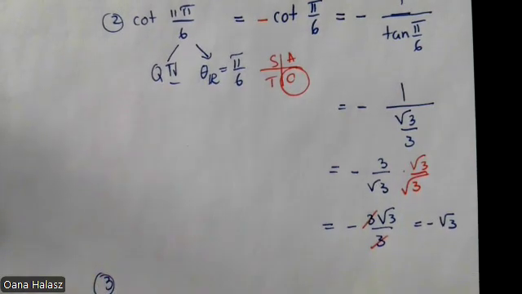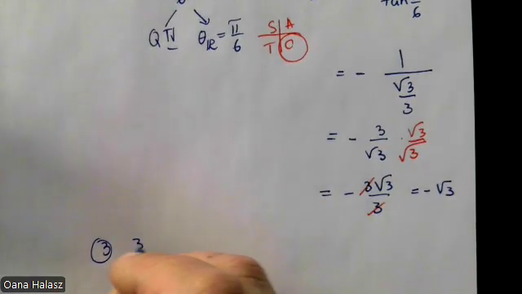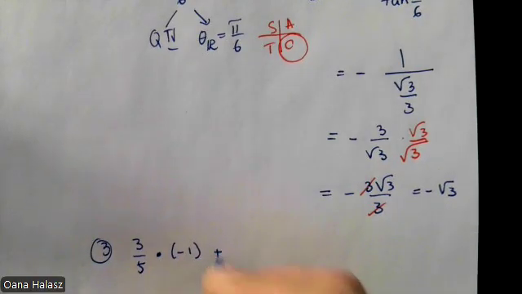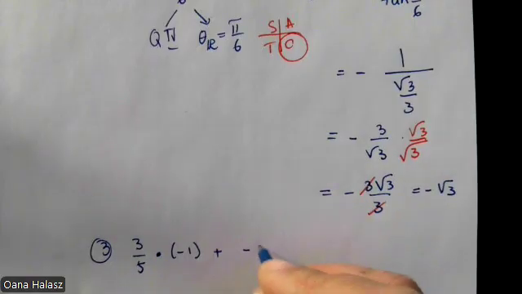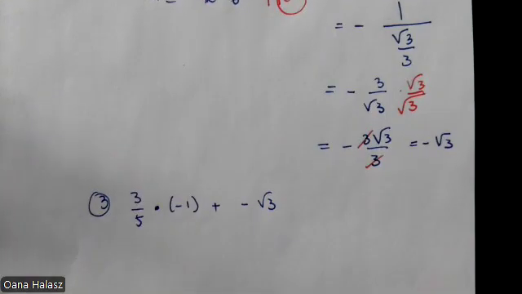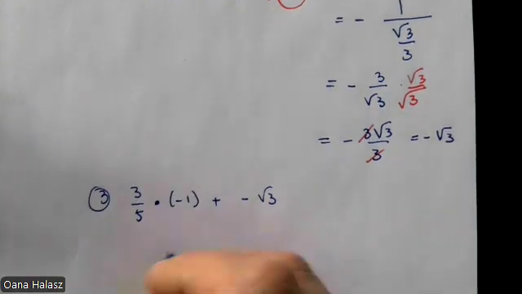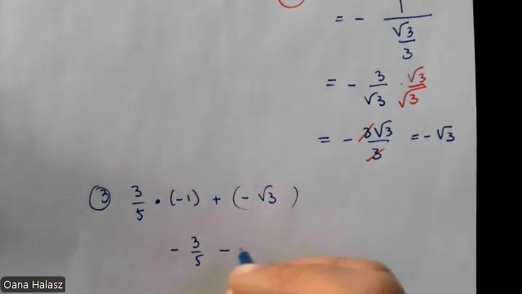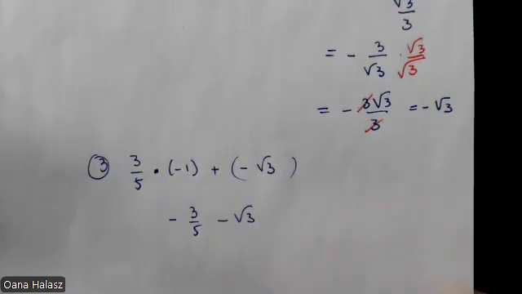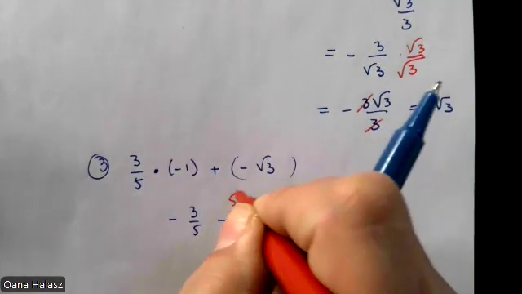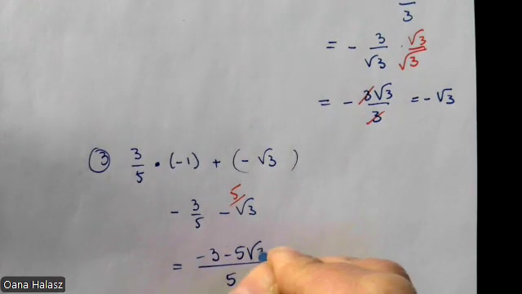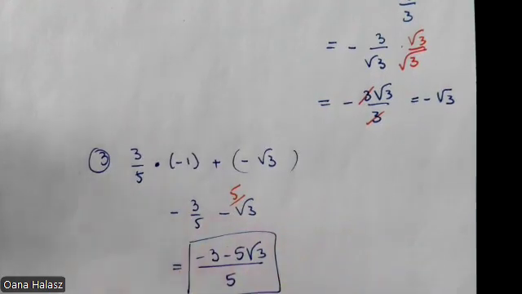Step 3, putting it all together. So we have 3/5 times -1 plus -√3. So -3/5 minus √3, amplified by 5, gives -3 minus 5√3, divided by 5.